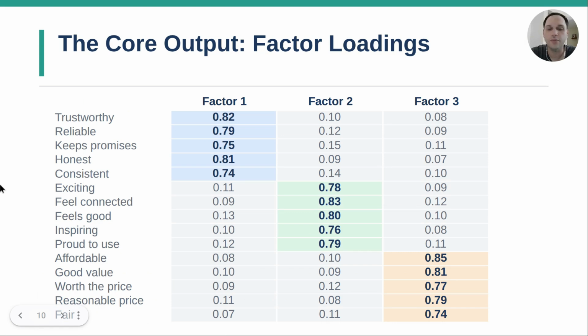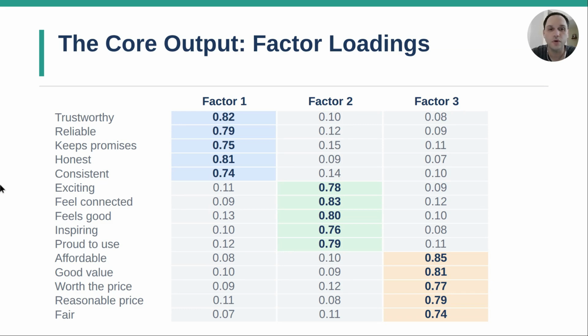Here's the core output of factor analysis, the factor loading table. Every survey item has a loading on every factor, a number between -1 and +1, showing how strongly that item relates to that factor. A loading above 0.5 or 0.6 in absolute value means the item belongs to that factor. It's measuring what the factor is measuring. A loading close to 0 means the item doesn't belong to that factor.